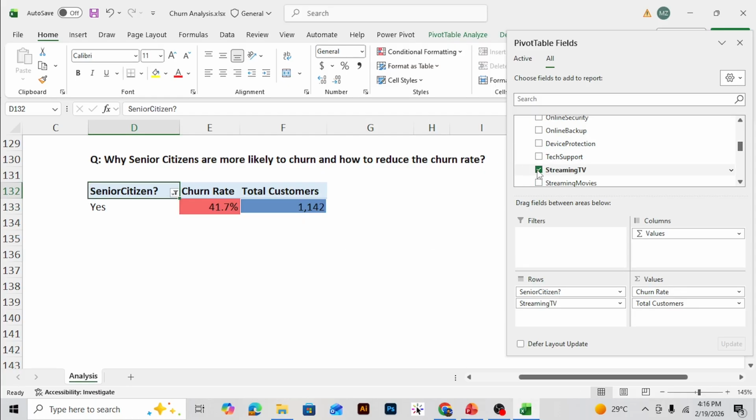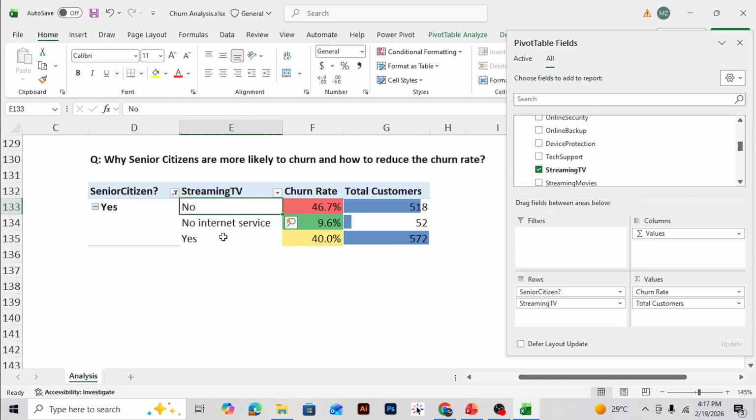Now let's bring in streaming TV. Those who are not using the streaming TV service have a churn rate of 46%, and the number is quite high. And those who are using streaming TV have a churn rate of 40%, and the number of total customers is quite high in this case. So there must be a problem with our streaming TV service. We need to figure it out ourselves. After that we can provide this service to our customers, but before that we need to stop providing this service if we want to retain our existing customers.